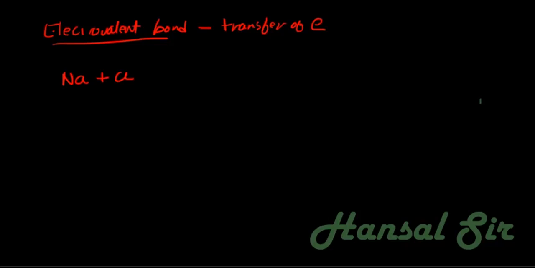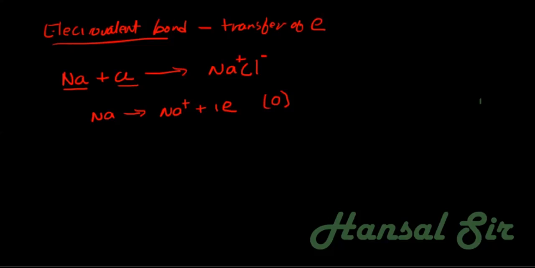Na plus Cl will give us NaCl, which will be Na plus and Cl minus. Now, if you see, the reactants are sodium atom and chlorine atom. Sodium atom, after the reaction, will become Na plus and it will donate one electron. So it will release one electron. Now again, loss of electron is known as oxidation. So we can say sodium atom is going through oxidation.